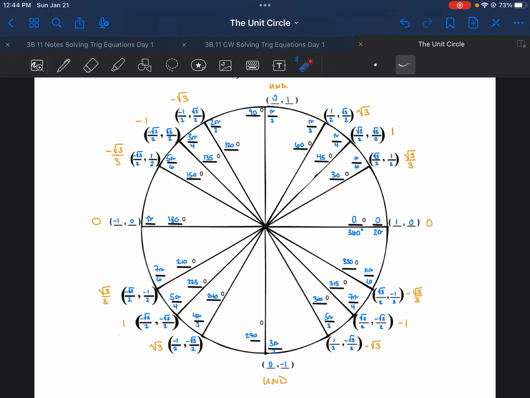We want to find every single y value that has a positive or negative square root of 3 over 2 value. Well, here's one, pi over 3. Here's another one, positive square root of 3 over 2 sine value, 2 pi over 3. Here's another one, 4 pi over 3. And here's the final one, 5 pi over 3.